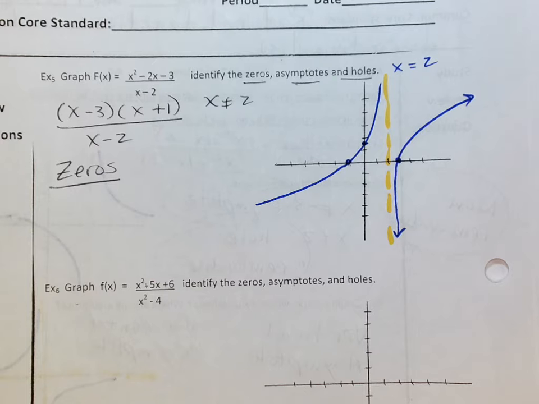So the two values that make 0 on the top are 3 and -1. Do you agree with that? If 3 would make it 0, -1 would make it 0. Well, check it out. 3 is a 0, right? And -1 is a 0.